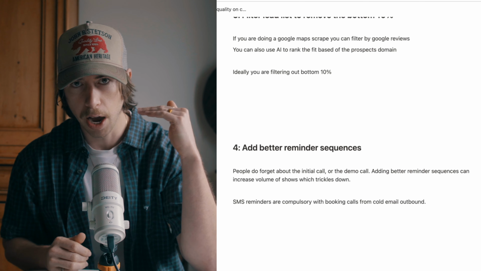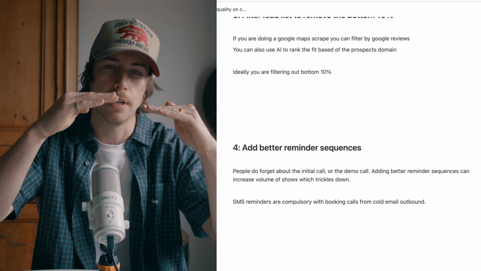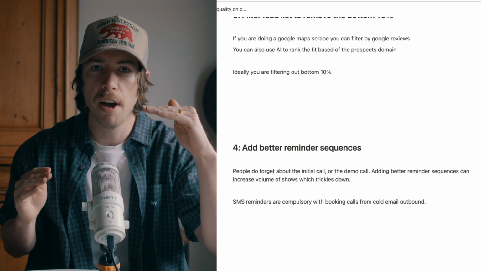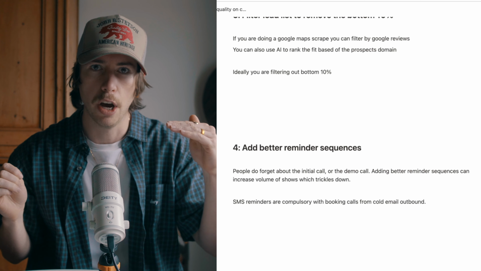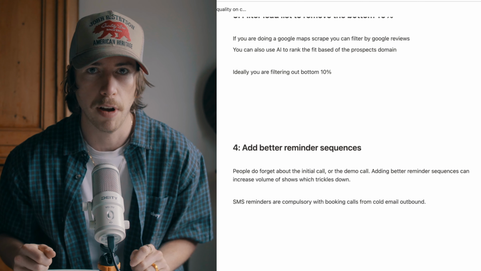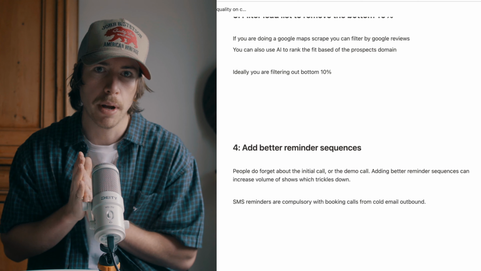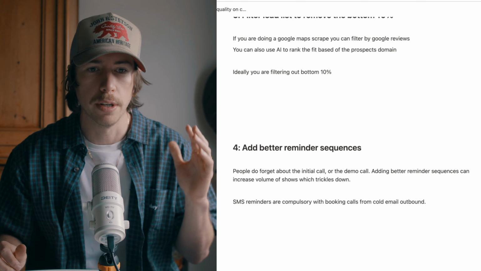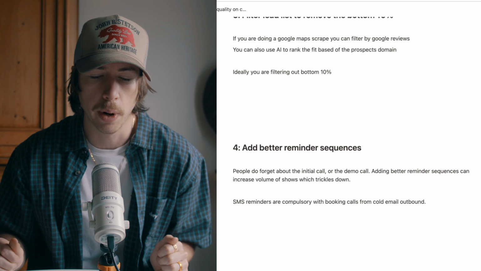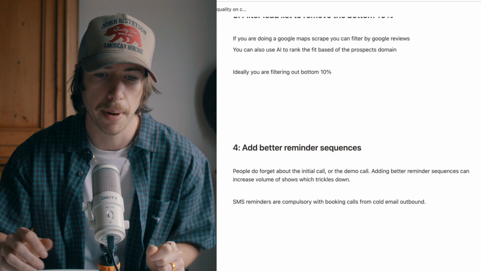Yes, maybe at the time they got the email, there's enough interest to book in a call, but 45 minutes later, their daughter stubs their toe and now your call is completely irrelevant compared to the next thing. So make sure you have reminder sequences, because it's going to fall down the priority list extremely quickly unless your offer is absolutely amazing.